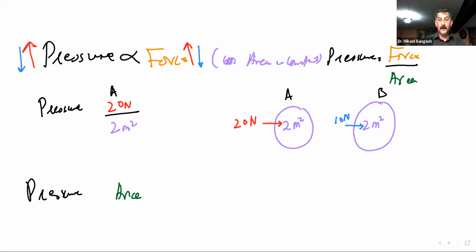Now, if you just do the math, what did we end up with as a pressure? It's going to be 20 newtons per square meter, which is going to be the greater force.